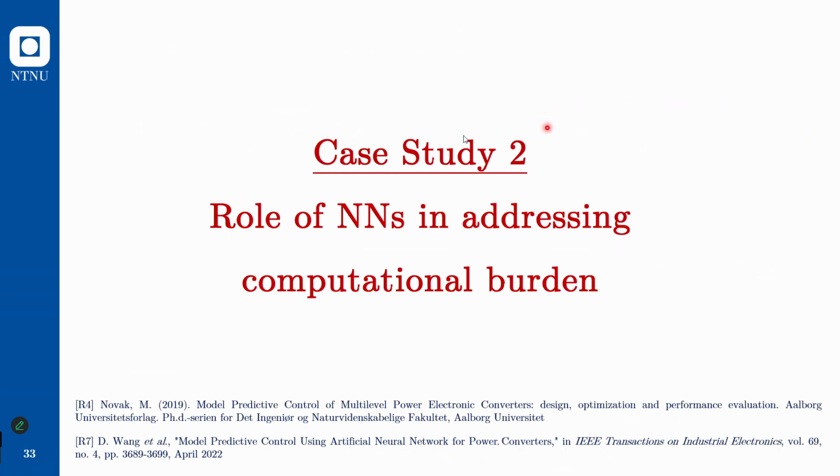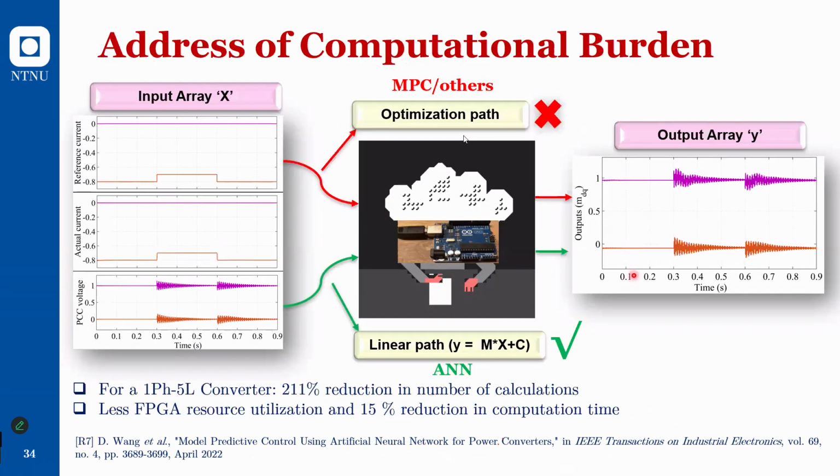Then what could be other studies? Researchers thought, let's not tune only the weight factors of the MPC. Why not replace the whole MPC, because it's already kind of an optimization algorithm? We just replace it, achieve the same performance as the MPC, and at the same time reduce the computational burden. That is what I'm going to discuss here.